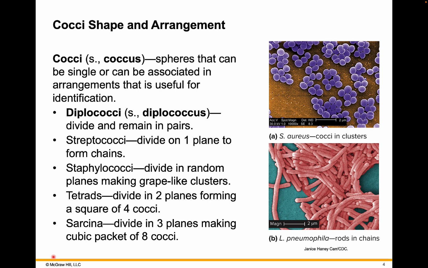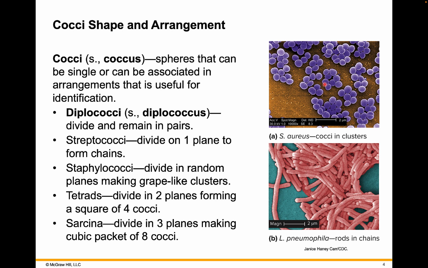There are some other types of coccus as well, which are the tetrads. They divide in two planes, and they form a square of four cocci. This square of four cocci will divide and form another square of four cocci. So this is a very specific type of structure you can actually see. On the other hand, the sarcina divide in three planes instead of two, making a cubic packet of 8 cocci. So really very strange, and all types of divisions are actually seen.